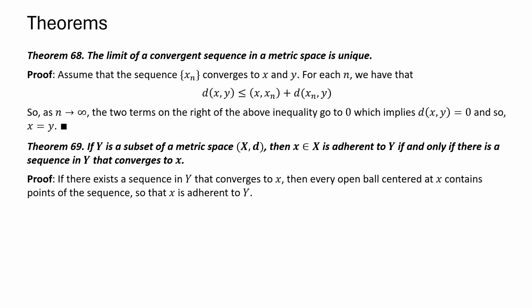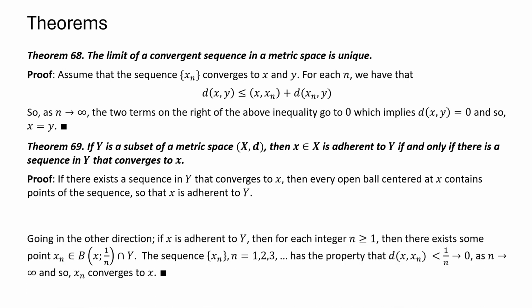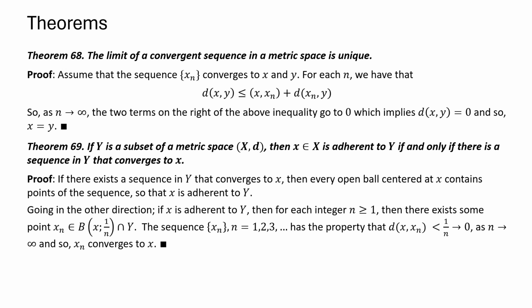So the "if and only if" means we need to prove this in two different directions. If there exists a sequence in Y that converges to x, then every open ball centered at x contains points of the sequence. So by definition, x is adherent to Y. So that proves it in one direction.